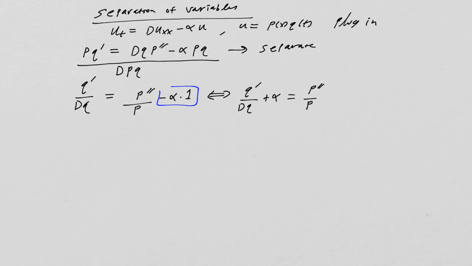Remember, this is a function of t, and here this is of x only. Two functions that are equal to each other but are of different independent variables must be equal to a constant. We don't know what those constants are. It could be more than one constant, and we'll find out that it is. Okay, so let's now solve this problem. We have an eigenfunction problem.